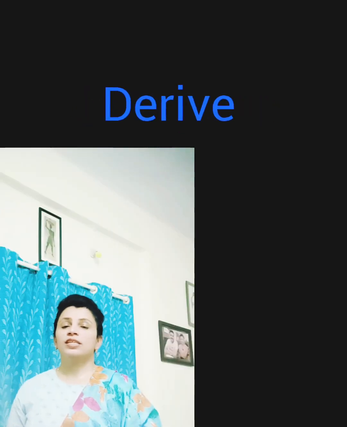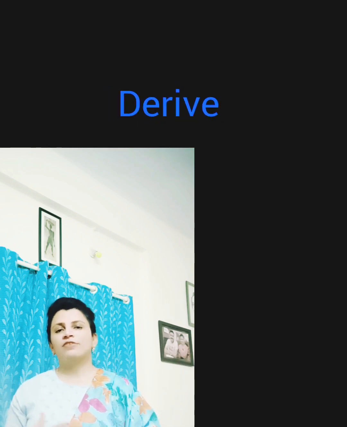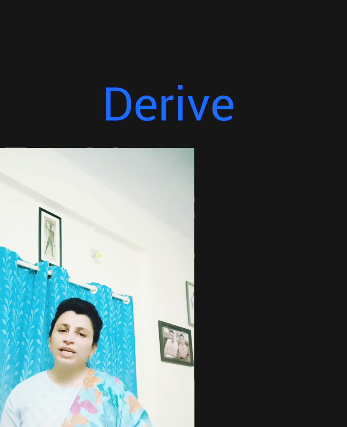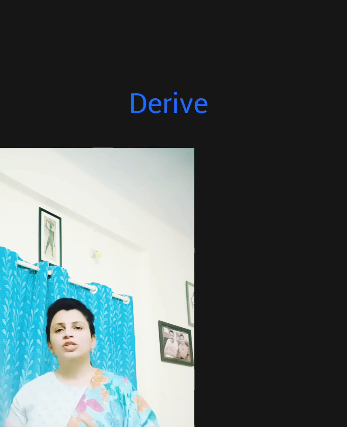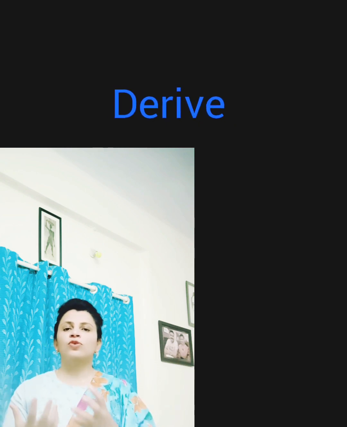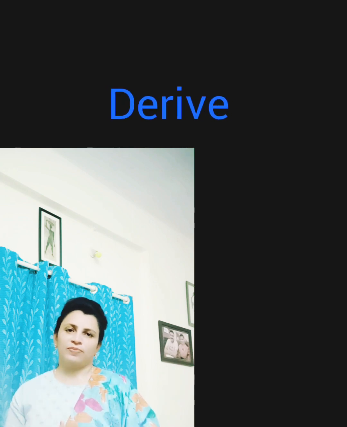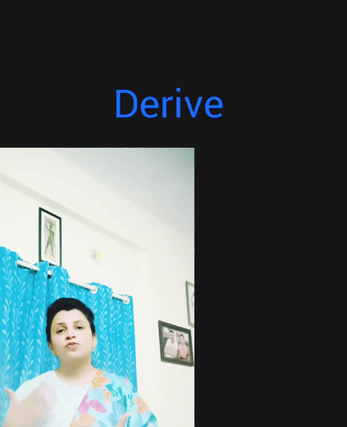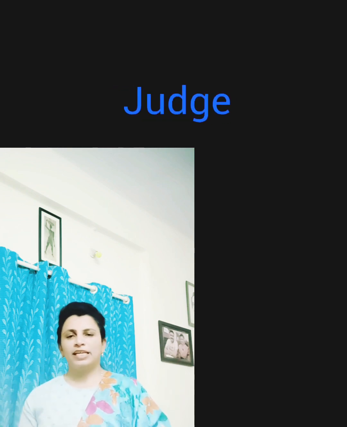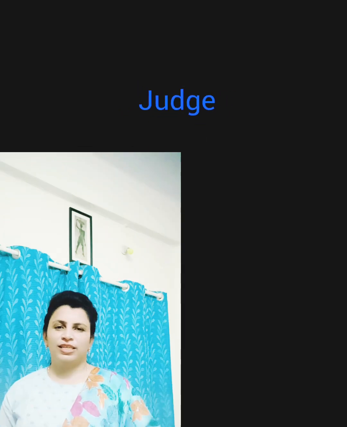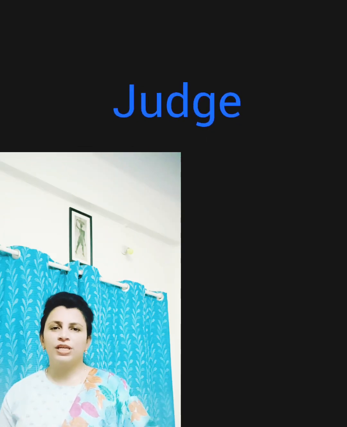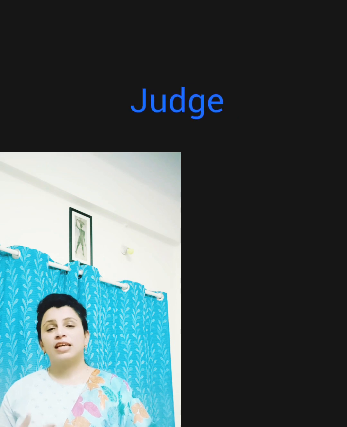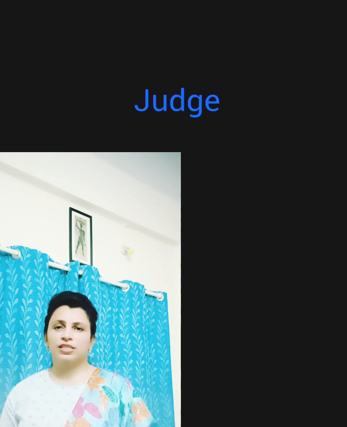The next word, derive. When they see the word derive, they should know that they have to deduce or obtain by reasoning. Their answer should be in a style of providing proper reasoning. They have to prove that this particular concept is correct because of this. So here, a lot of reasoning is involved. The next word is judge. It means to form an opinion, estimate, derive a conclusion, or make a determination.